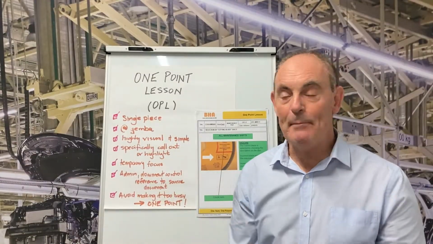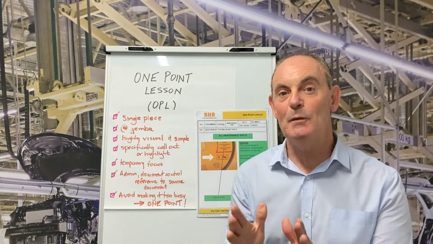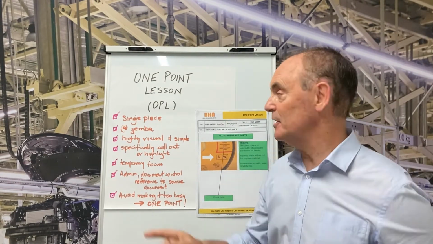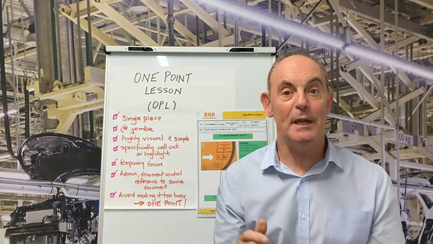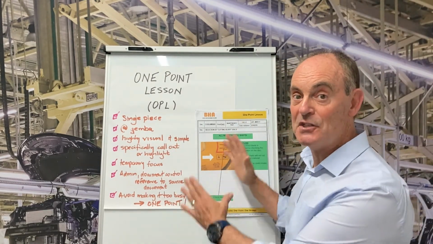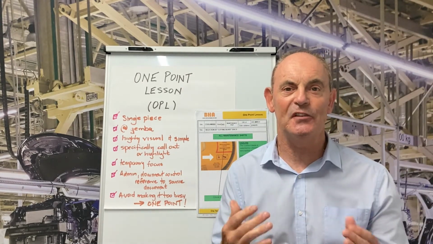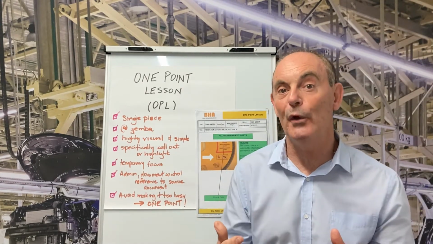So just in recapping, a one-point lesson is a single piece of information that's communicated where the message is needed the most at the Gemba to the people that need it the most. Highly visual and simple, by one page, a photo, very few words, that's going to communicate a change in a standard operating procedure or a work instruction.